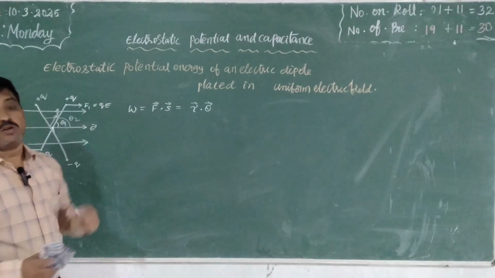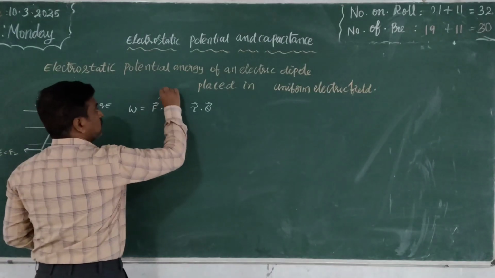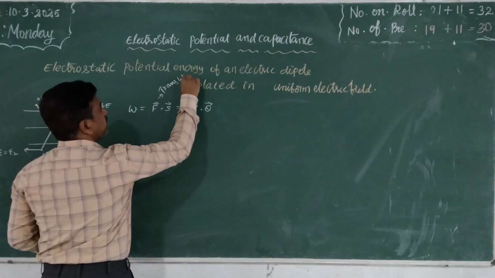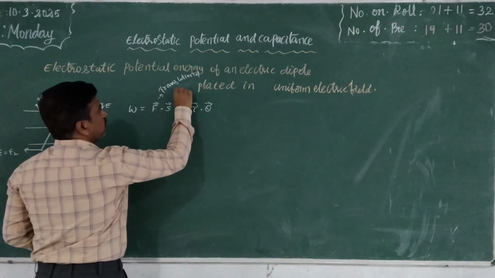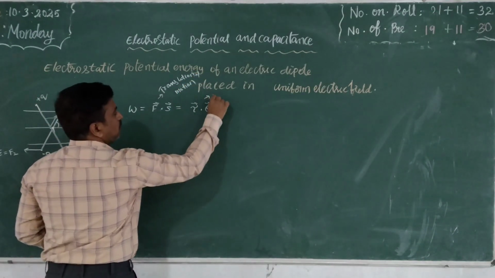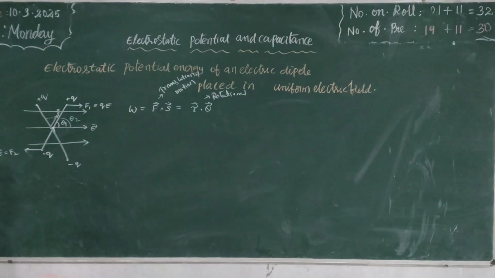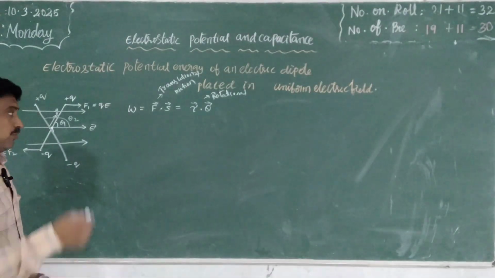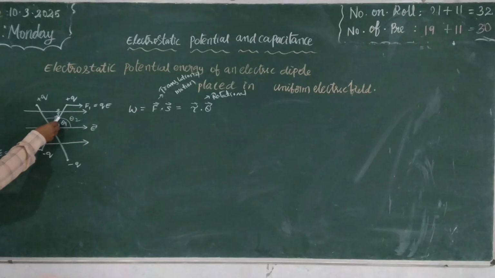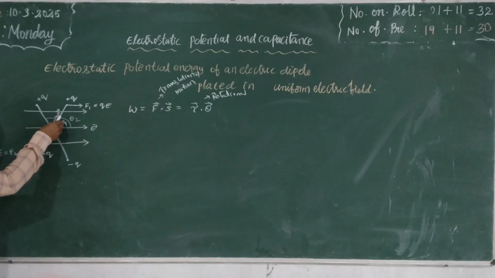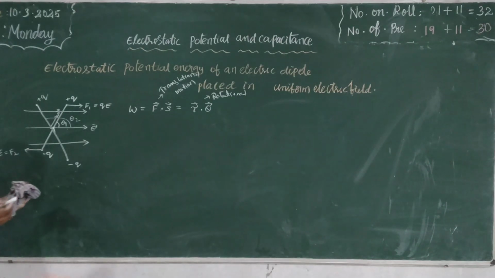That is for translational motion, and this is for rotational motion. What is the work done in rotational motion? Torque into angular displacement. For example, from theta 1 to theta 2 we are moving the electric dipole against the electric force, or moment of force, in small angles, so the angular displacement is d theta, and it keeps changing.